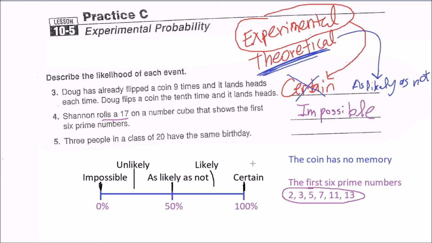Okay, so last one in this section now, number 5, we're supposed to describe the likelihood that 3 people in a class of 20 have the same birthday. Now, again, choosing from impossible, unlikely, as likely as not, likely, or certain, it's certainly not impossible. It could happen. It's not certain to happen, so it's either unlikely, as likely as not, or likely. It could happen, but it doesn't have to happen.